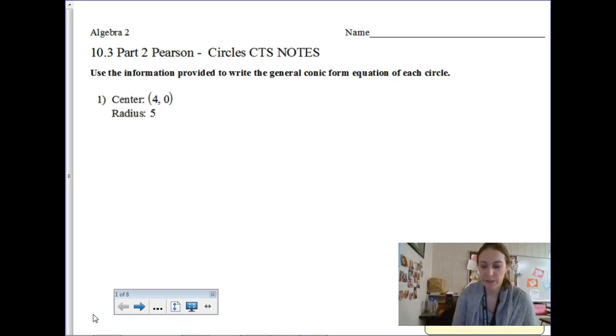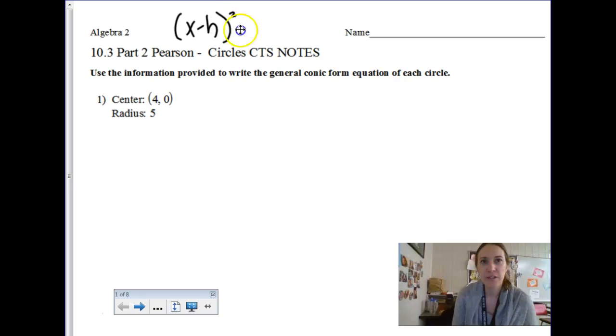So, just to refresh your memory, maybe one day my pen will work. There we go. So (x minus h) quantity squared plus (y minus k) quantity squared equals radius squared. That is standard form for a circle.